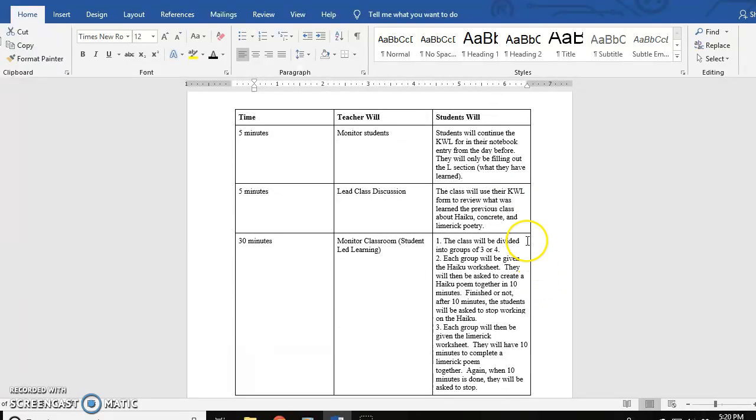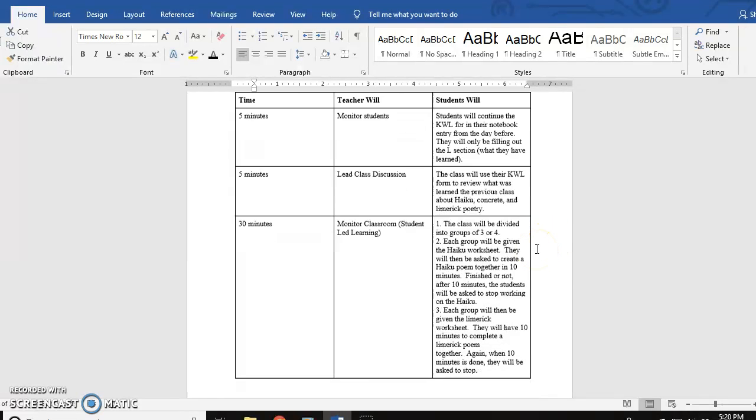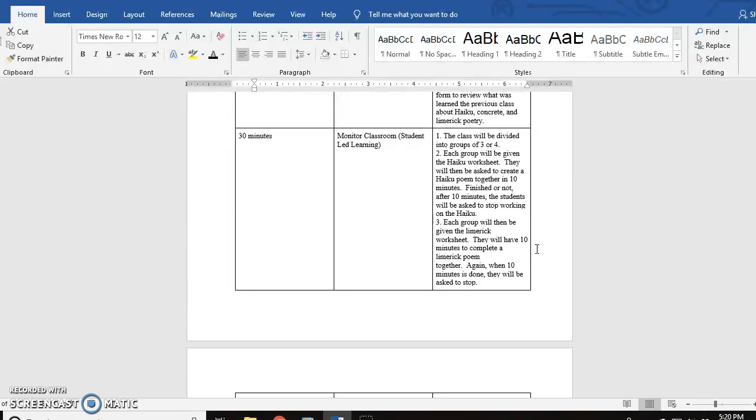So then I would divide the kids into groups of 3 or 4, and they would each be given a haiku worksheet. We'd have them work on that for 10 minutes and then stop. The idea is just to have them practice. I don't necessarily want them to have a final poem. If they finish, they can do another one. I just want them to get the hang of writing a haiku, and hopefully while they're in groups, they would be able to help each other.